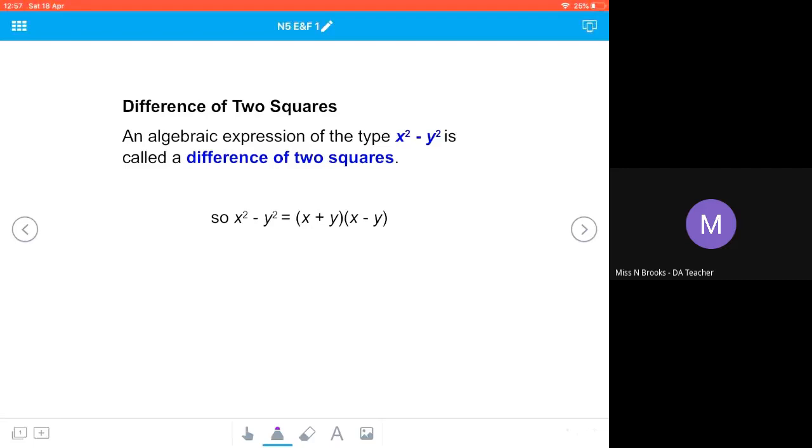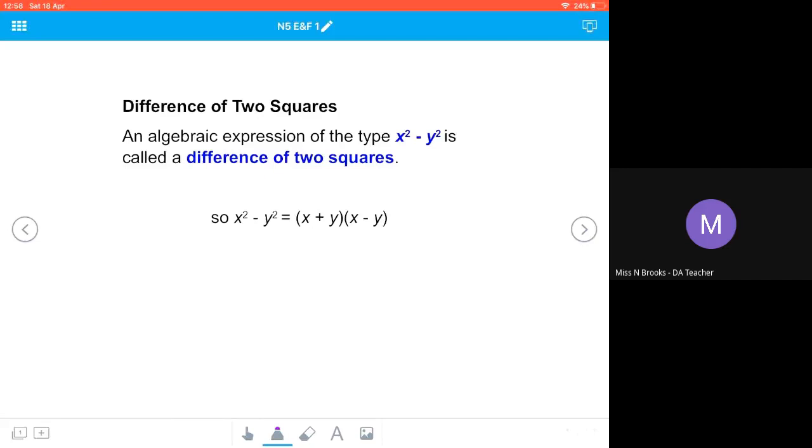So when we're doing factorizing, first of all, you're going to look for a highest common factor. But the next thing you're going to do is look and see if there's a difference of two squares. So an algebraic expression of the type x squared minus y squared is called a difference of two squares. And so we've got this relationship here, x squared minus y squared equals (x plus y)(x minus y).